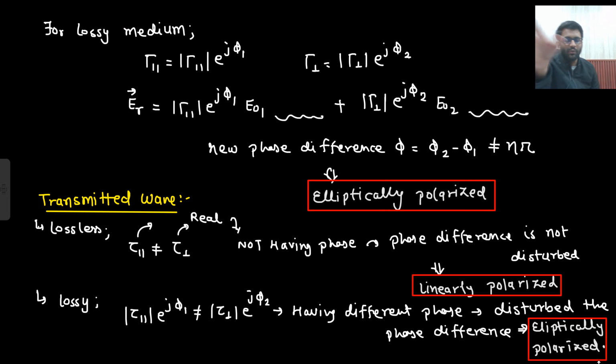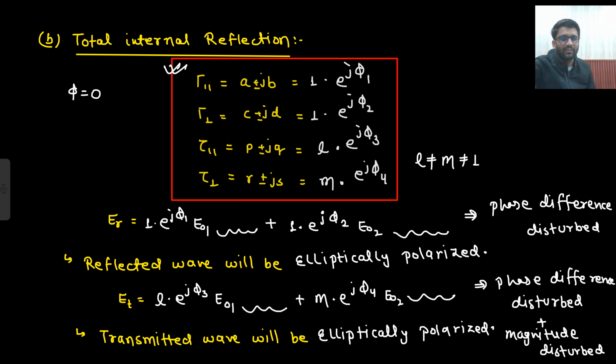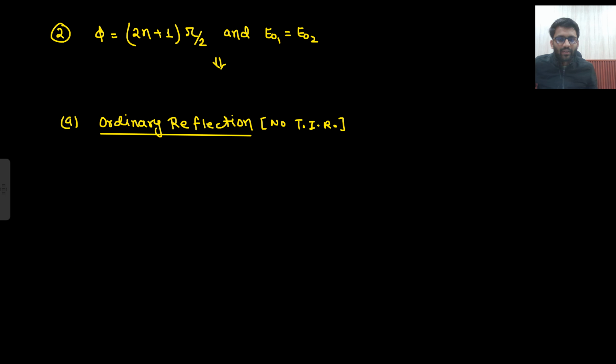So don't make any conclusion. You just need to remember the process. What is the process? Just find out the reflection coefficient and transmission coefficient, and based on that you write down your reflected field and transmitted field, and from there you would get to know if your phase is getting disturbed, if your magnitude is getting disturbed, then you will realize whether it is circularly polarized, linearly polarized, or elliptically polarized. All okay? Let's get back to the next one.